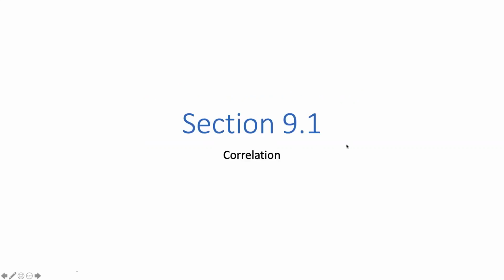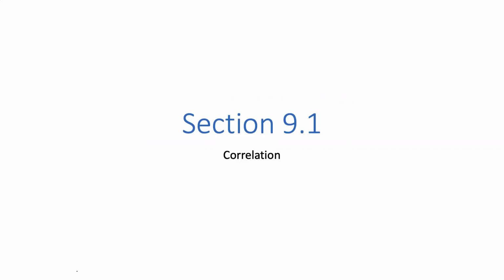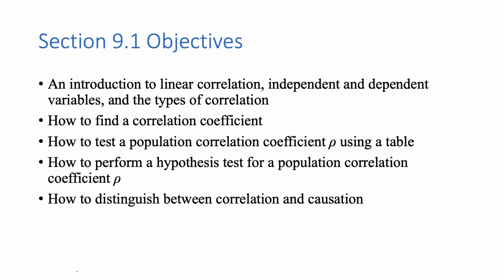So let's talk about correlation and regression. The first thing we need to talk about is what do we mean by correlation, right? So we'll talk about what linear correlation is, what independent and dependent variables are, and the different types of correlation. Then we'll talk about the technical details of how you find a correlation coefficient. The formula seems a bit intimidating, but once you see what the pieces are and how they fit together, it becomes fairly straightforward.